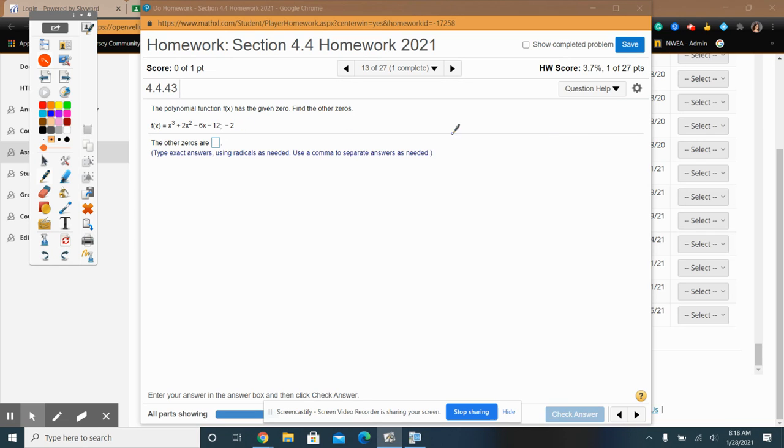So what they're doing here is they're telling us one of the zeros. They're telling you negative 2 is definitely a zero. And I could verify that if I wanted to by typing it into my calculator. And they want to see if we can find the others. Now, how many are we looking for? Well, we're looking for 3. I know 1, so there's 2 more out there. So if you want, you could type it into your calculator.